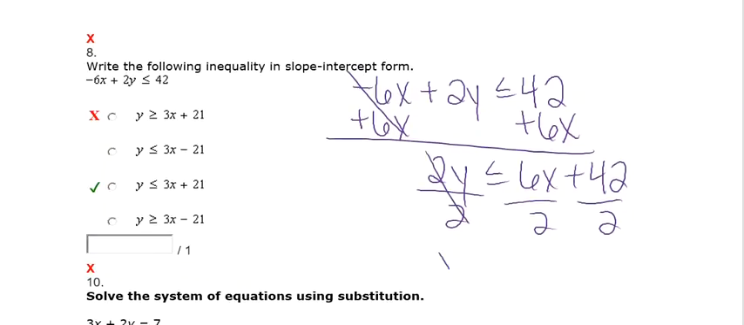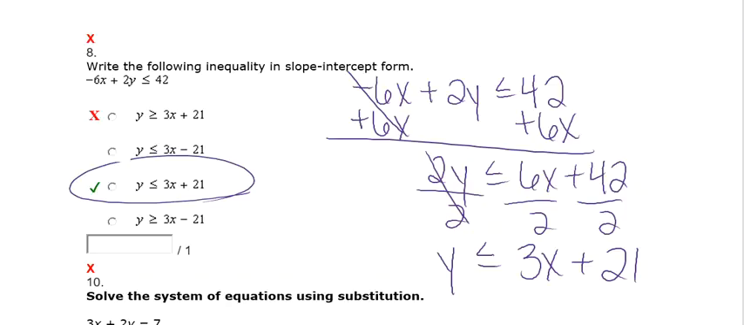There's no symbol flipping here. We're not dividing by a negative. That's the only time you flip the symbol, when you divide by a negative. So it's y is less than or equal to 3x plus 21.